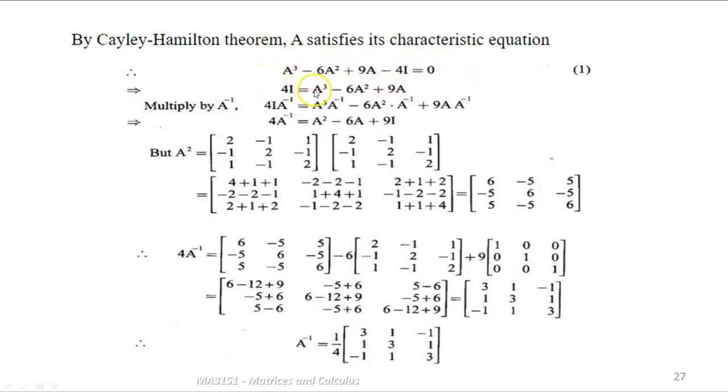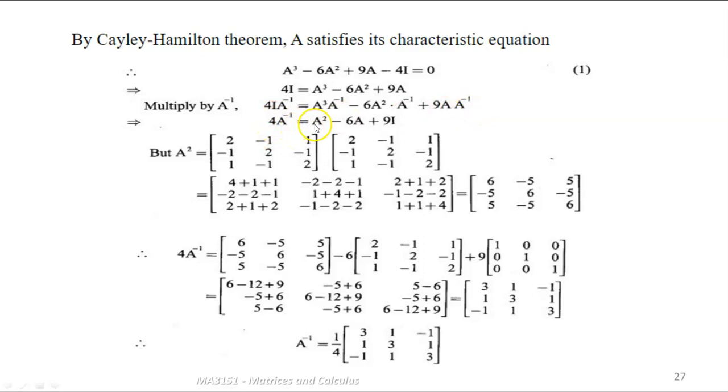From this, we want to find A power minus 1. So you keep the constant term 4I on the LHS and bring all other terms to the RHS. It becomes 4I equal to A cube minus 6A square plus 9A. On both sides you multiply with A power minus 1 for each and every term. Then you get 4I A power minus 1 equal to A cube A power minus 1 minus 6A square into A inverse plus 9A power minus 1.